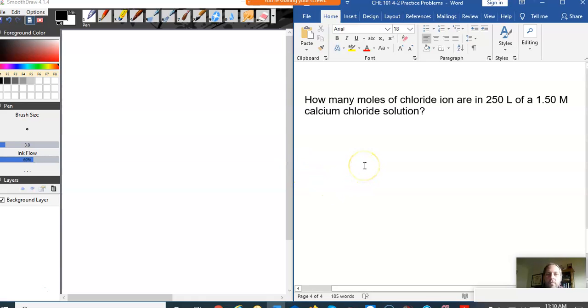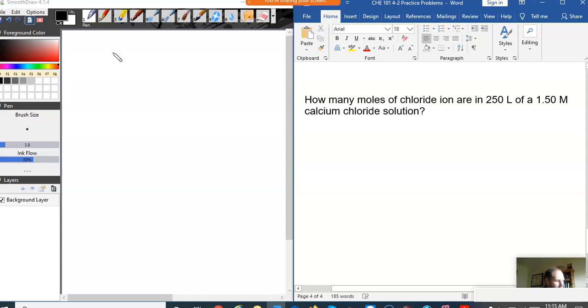Okay, so this question is how many moles of chloride ion are in 250 liters of a 1.50 molar calcium chloride solution? So you have to find out how many moles of chloride ions there are. I'm not going to say anything. I'm going to let you work on it to see if you can figure out what it is. Again, it's going to take information that we learned from previous chapters. So I'll put on pause and let you work on it for a little bit. And then if you need a little bit of help, I'll come back and help you, okay?